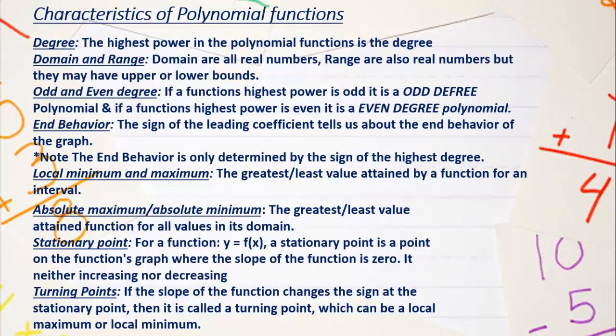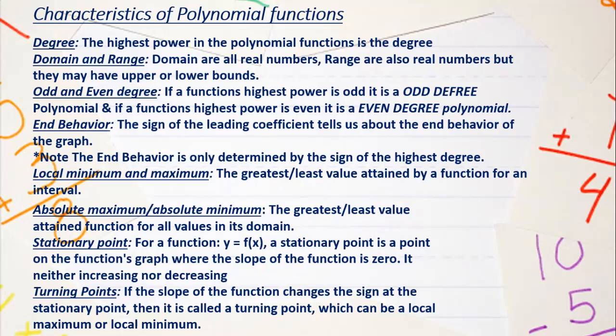I mean, we have been studying it before, so we'll go into more depth. We know about degree, domain, and range. We have learned about them in junior classes, so we'll continue. Degree is the highest power in the polynomial function, and domain and range are all real numbers, except range is all numbers which have upper and lower bounds. So that's the difference between domain and range. And the next is odd and even degree. If a function's highest power is odd, it is an odd degree polynomial, and if a function's highest power is even, it's an even degree polynomial.